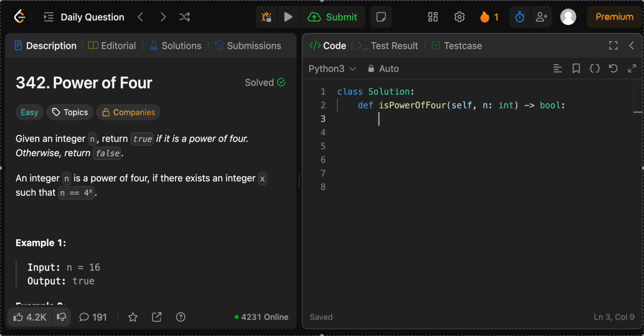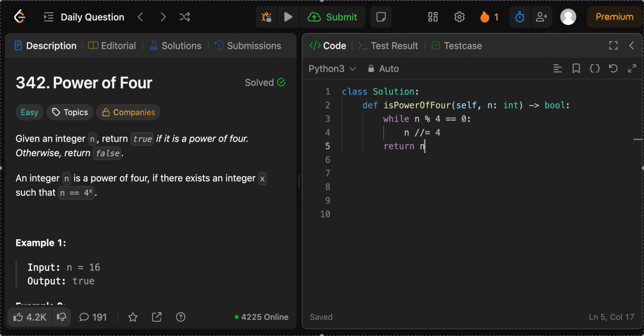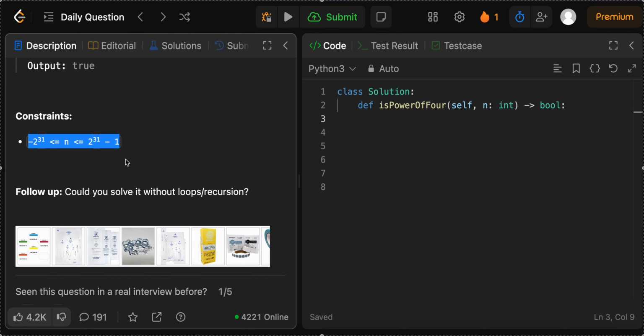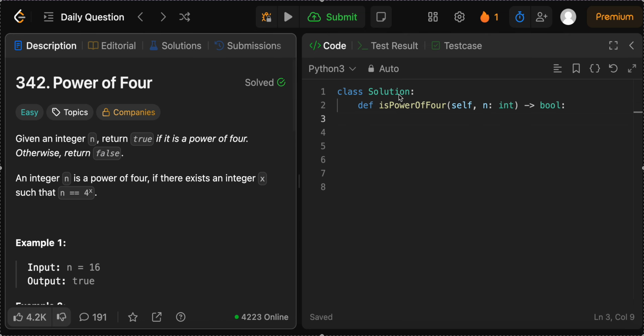So something like the standard solution of while n modded by 4 is 0, meaning while n is divisible by 4, you could divide n by 4 and return if you eventually get 1, because for all powers of 4, you can always divide them by 4 until you get 1, until you get that 4 divided by 4 equals 1. But that would be too slow. Why? Because we have too large of constraints, which is why we have the follow-up of not using loops or recursion, in the most efficient way possible.